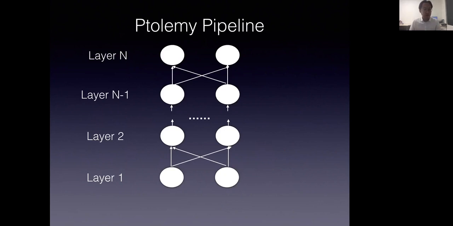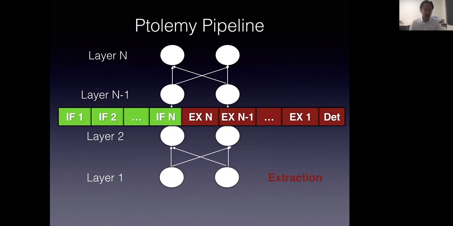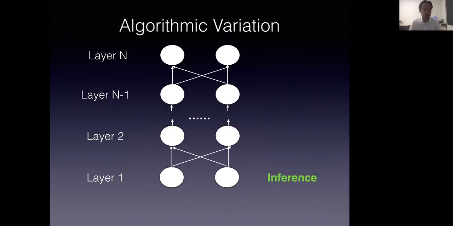So here's how the Ptolemy pipeline looks. The inference starts from the first layer and goes all the way to the last layer. After that, the extraction starts from the last layer and goes backward to the first layer. The pipeline looks like this. As we can see, this execution pipeline brings a significant amount of overhead, so we design some variation knobs on the algorithm framework. The first design knob we propose is to enable the extraction to start from the first layer.